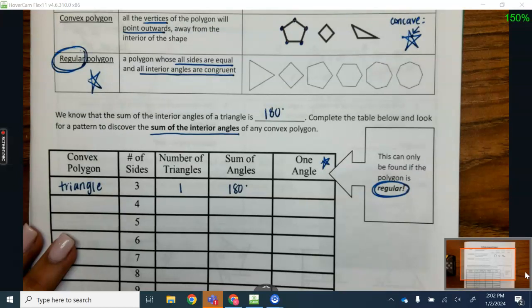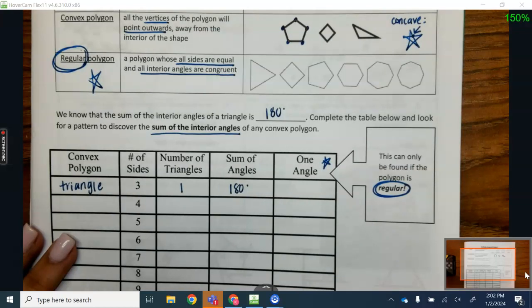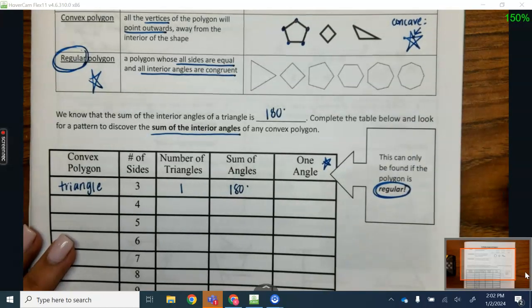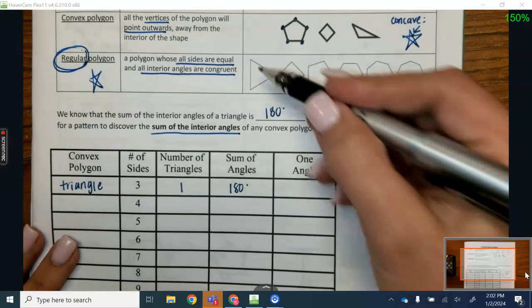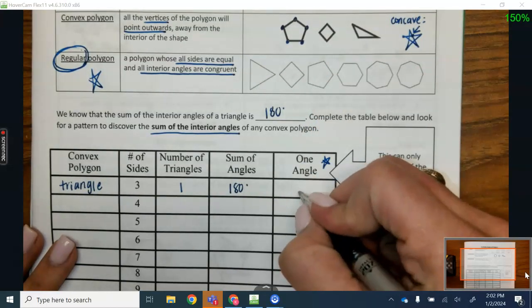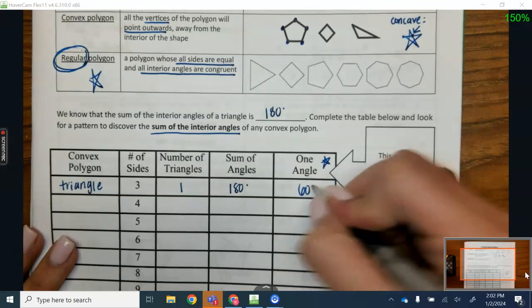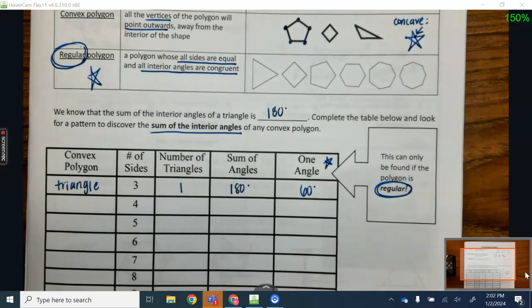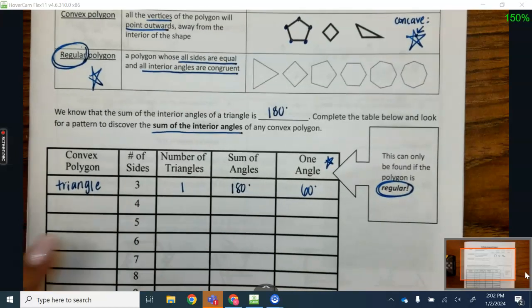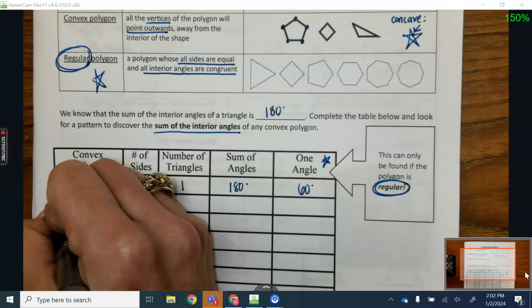Because if we are just looking at interior angles of any kind of triangle, those could vary. Not every single triangle has the same exact angle measures. So when we ask for one, it has to be a regular polygon. So if it's regular, it's the equilateral triangle, and every angle in an equilateral triangle is equal to 60 degrees. The next polygon that has 4 sides is called the quadrilateral.